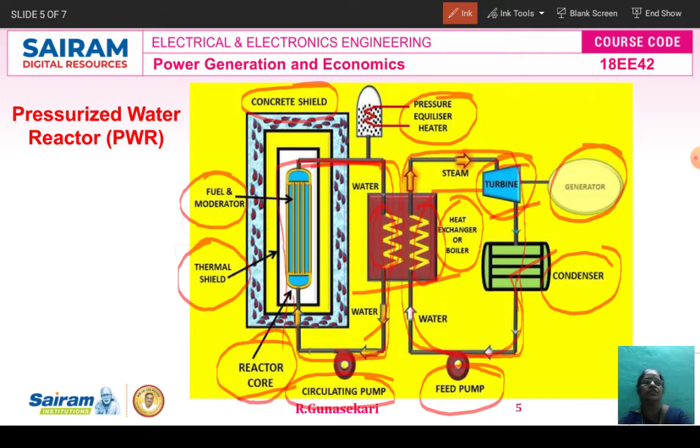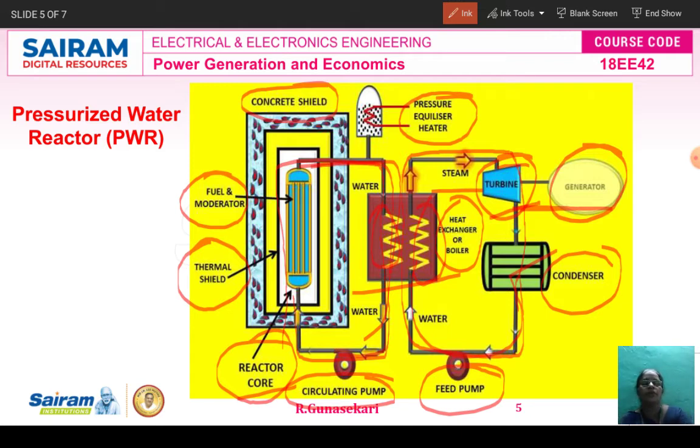The turbine converts steam energy into mechanical energy. Then the turbine and the generator are both coupled mechanically. So the mechanical energy of the turbine is used to drive the generator. The generator generates electrical energy.